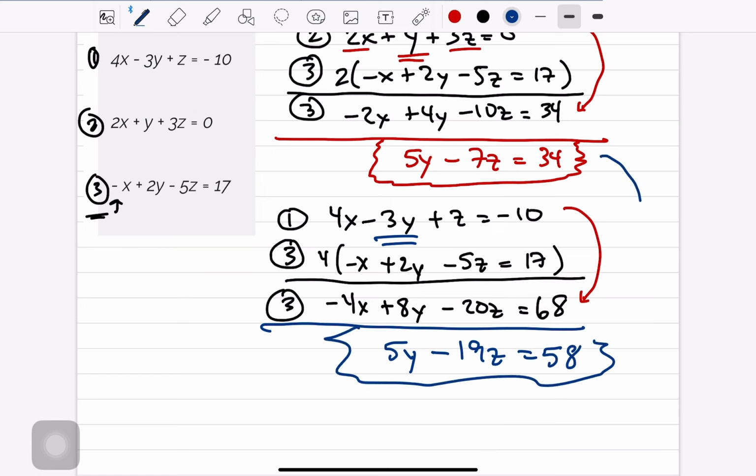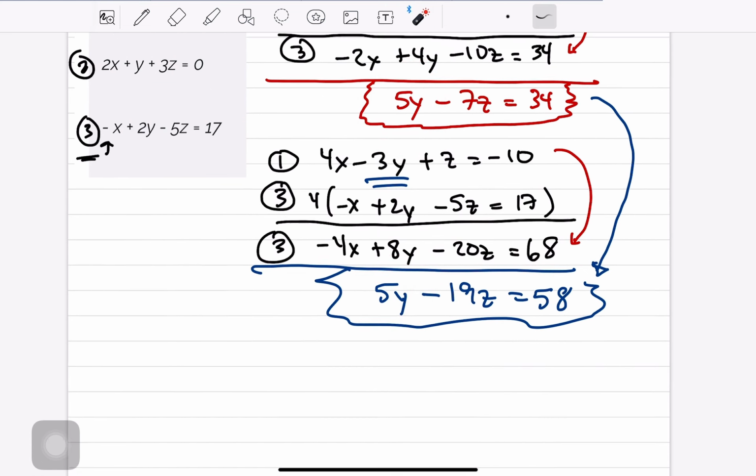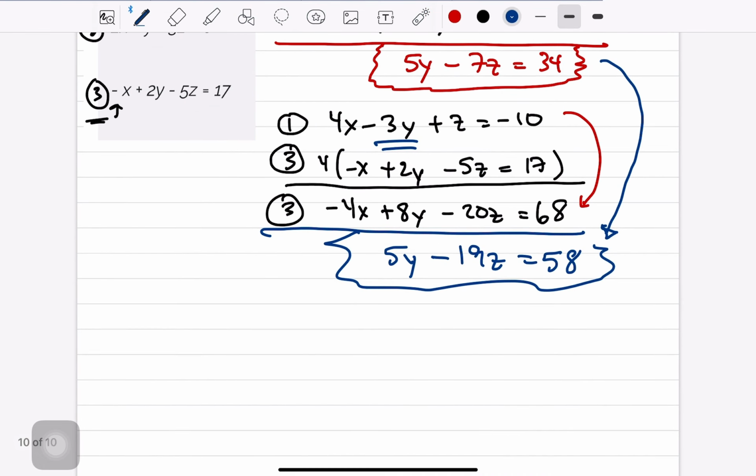All I have to do now is do what I did in that first video if you watched it, and that is now to use these two to eliminate one variable. And as you can see, I can already see 5y here and 5y here, so I'm going to eliminate y. That's going to be my easiest. But just to stay organized, I'm going to go ahead and write them here. I'm going to write them without multiplying anything. That way you know exactly what I'm doing and when I'm doing it.